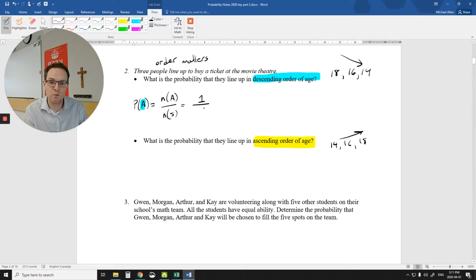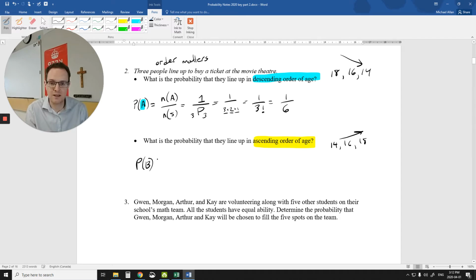And then what are all the ways I can rearrange these people? Well, I have 3 people, and the order matters, so 3P3. Or I could just think of this as the fundamental counting principle, where I have 3 people in line. I have 3 choices for the first person, 2 for the next one, 1 for that one, which turns out to be 3 factorial, which ends up being 1 over 6.